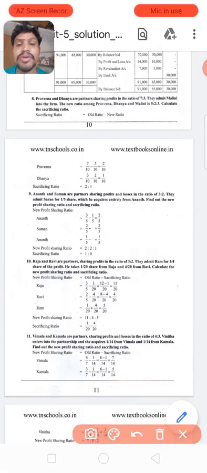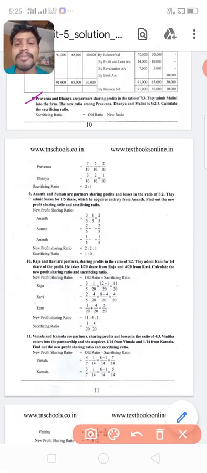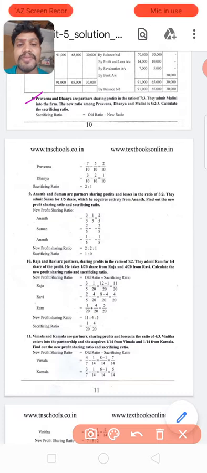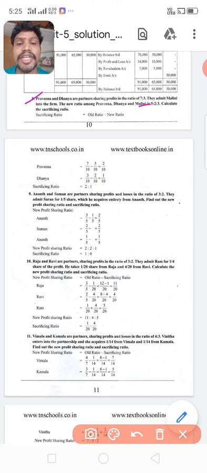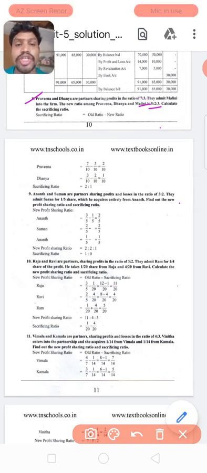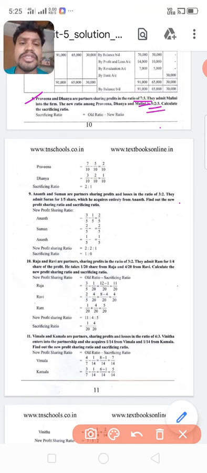Right, now you can see what the question is. Bravina and Danya are partners. They are sharing the profit and loss in the ratio of 7:3. So 7:3 is the old ratio. Next, they admitted Malini into the firm. The new ratio among Bravina, Danya and Malini is 5:2:3, right? So now you come to know, my dear students, what is the old ratio? 7:3 is the old ratio. What is the new ratio? 5:2:3, right?